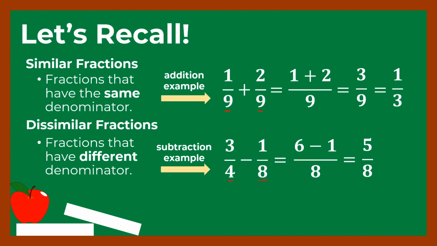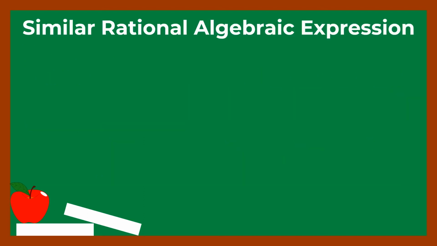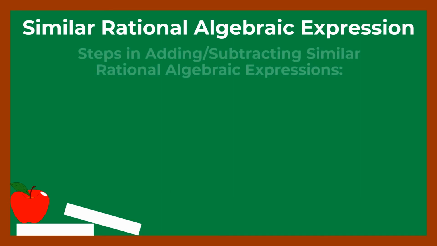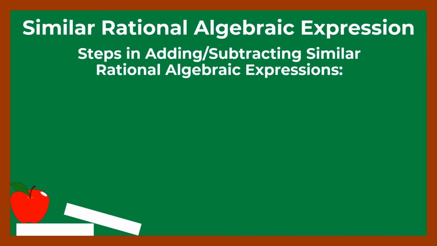Ang pagkaibahan lang is sa rational algebraic expressions ay medyo challenging kasi meron ng mga halong variables, unlike sa fractions na pure numbers. So let's discuss first similar rational algebraic expressions. So kagaya ng fractions, ang rational algebraic expressions ay meron ding similar and dissimilar. Then the definition is still the same. Similar rational algebraic expressions, ang dalawang rational algebraic expression if yung denominator nila ay equal or same.